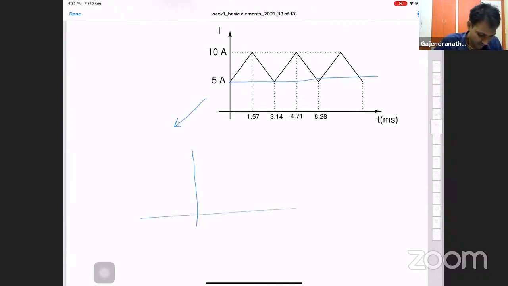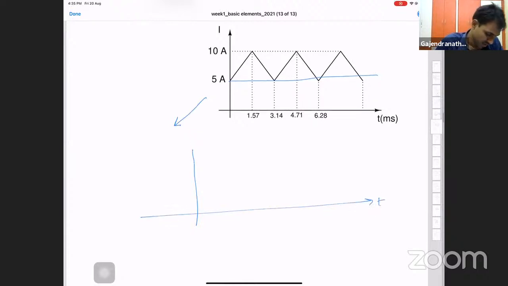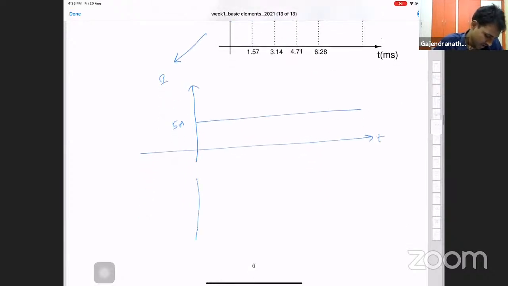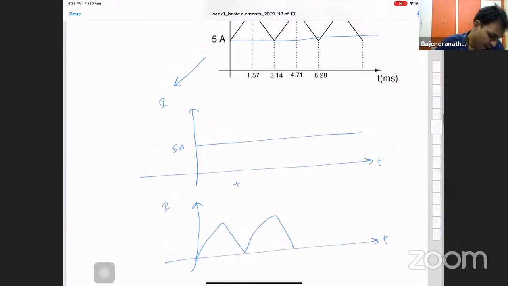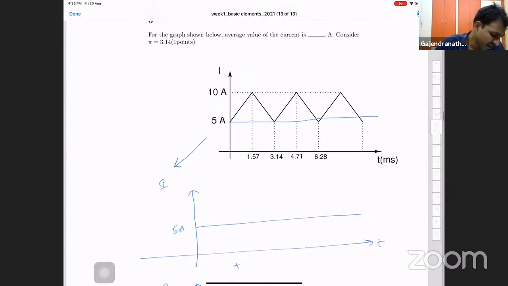The first thing is this, the current versus time. So there is a constant current of 5 amps plus a triangle. So there is a triangle like this, right? So I want to find the area of this. What I can do is find the area of this guy and the area of that guy, and find the average value I want.